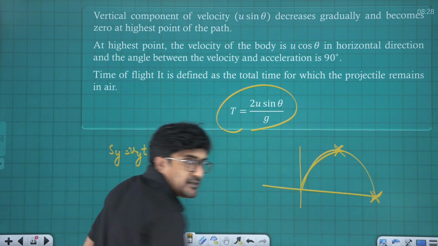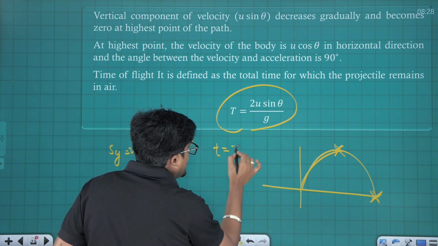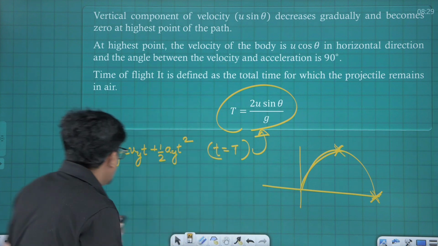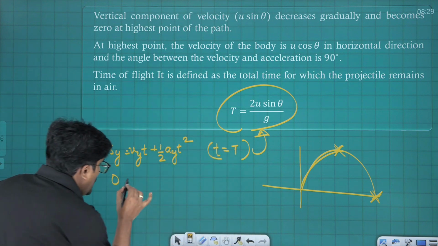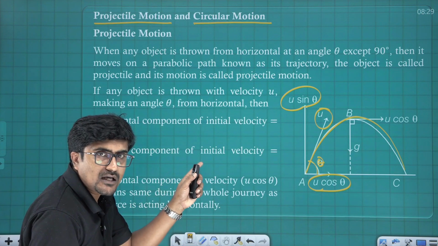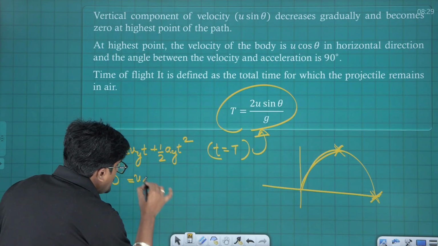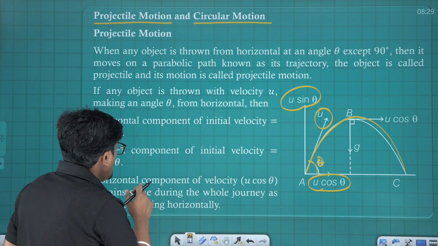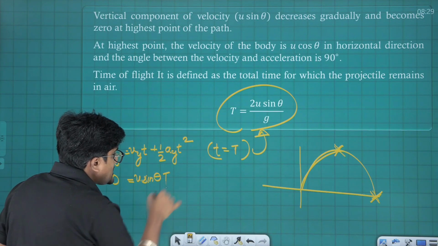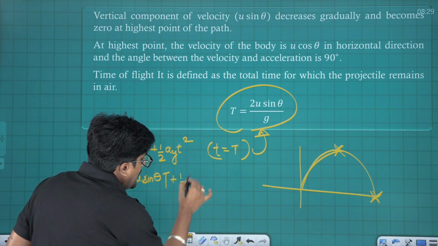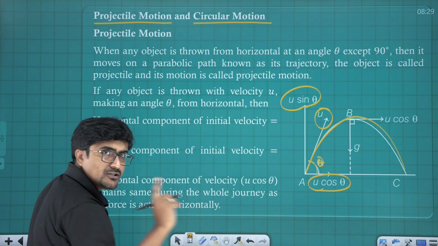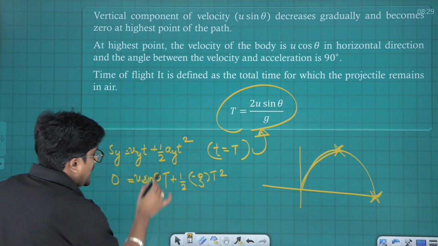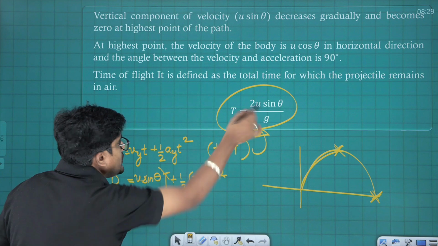So for the complete flight, I am going to take small letter t as capital T. I told you displacement along the y-axis is 0, and here the velocity along the y-axis was u sin theta. So I will be using that here. The velocity along the y-axis is u sin theta, that is in the upward direction, you can see. That's why here I am going to take it as positive only, and time taken is capital T, plus half of, I told you the acceleration is in the downward direction, so that is going to be negative. So I am going to have it as minus of g into T squared. Here these two will cancel each other, and solving this you will get this.